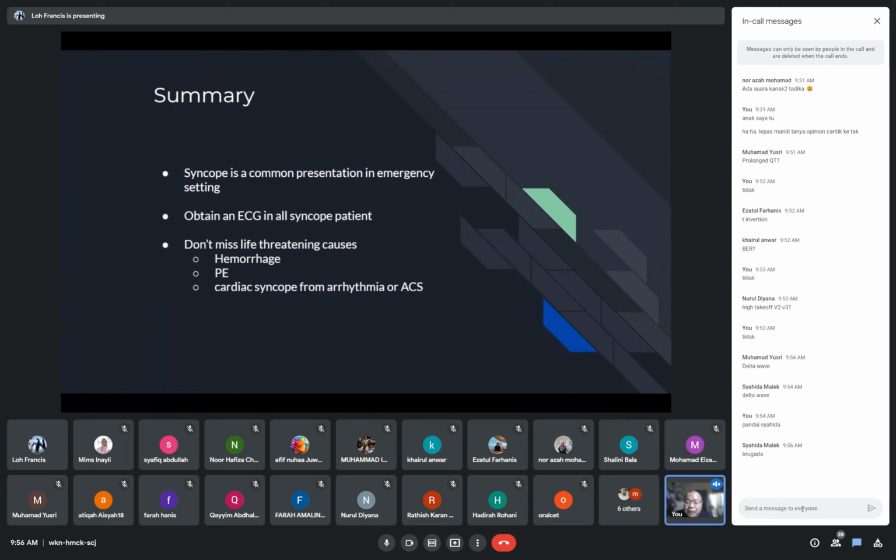So bila kita bercerita pasal ICD ni, katalah patient datang dengan malfunctioning ICD, ICD dia asyik tendang je, asyik defibrillate 3-4 kali in an hour, macam mana nak turn off ICD? This is nice to know. Macam mana nak turn off ICD tu? Anyone has any idea?